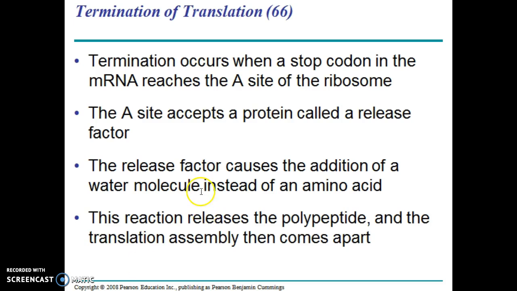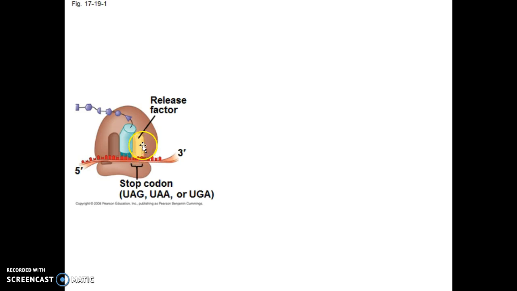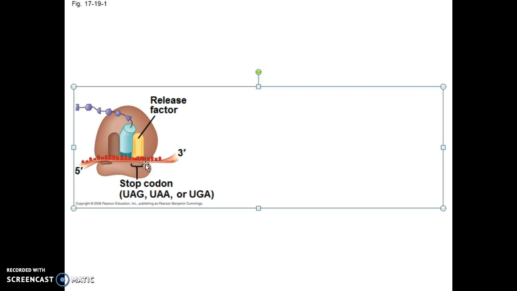Keep in mind, termination occurs when a stop codon is reached at the A site, which causes a water molecule to bond to the mRNA instead of an amino acid. And this causes the ribosome to fall apart and the mRNA to be released from the ribosome, and the polypeptide or future protein to be released as well. So let's take a look at those processes right here. We can see a release factor, which is a water molecule, bonding to the stop codon, and let's check out what happens as a result of that. Keep in mind there's three stop codons, UAG, UAA, or UGA.